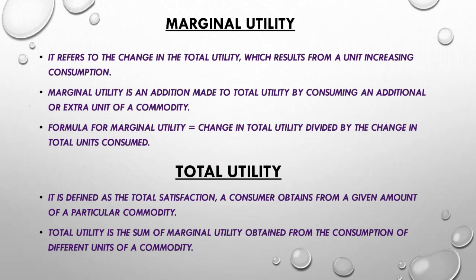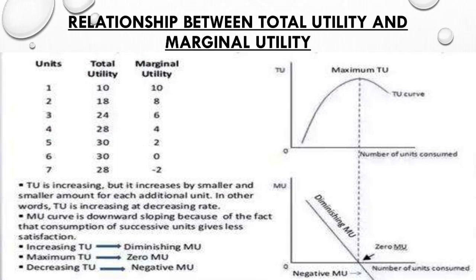So utility has two main forms. One is marginal utility, another is total utility. Students, we already know what is marginal utility and what is total utility. In economics, there is a relationship between marginal utility and total utility. It can be explained with the help of the following diagram. You can see the diagram.